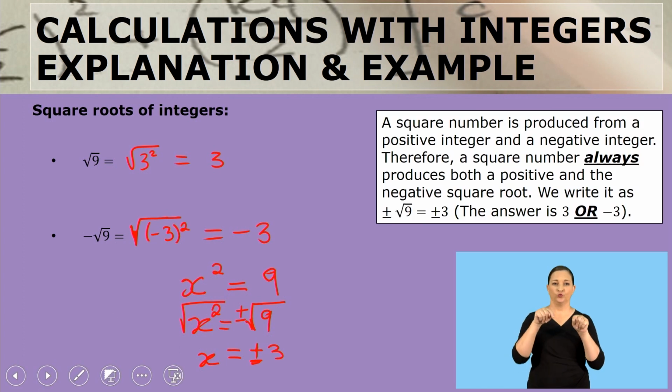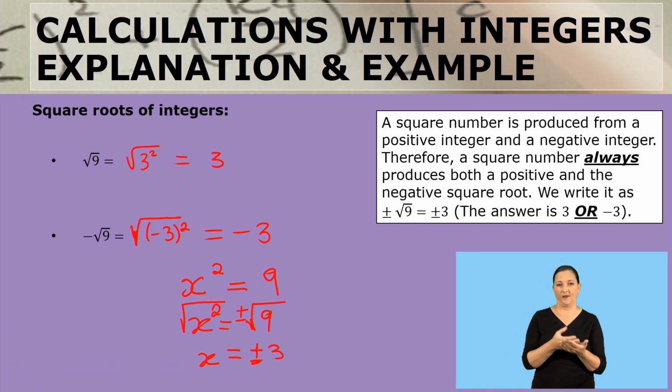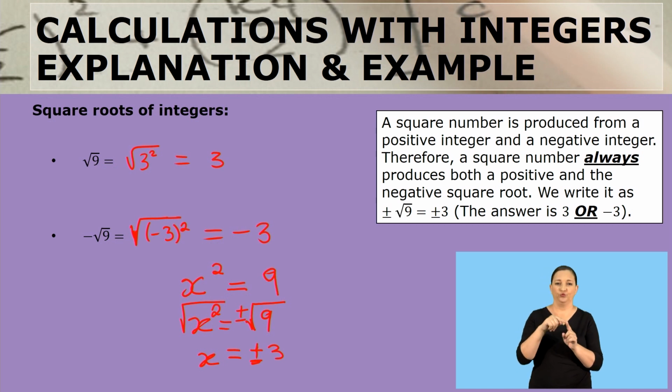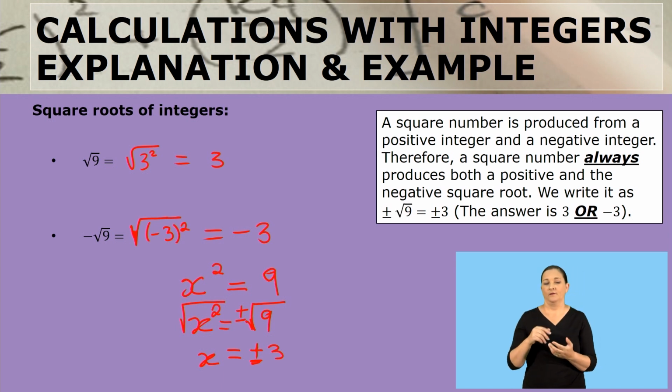So a square number is produced from a positive integer and a negative integer. Therefore, a square number always produces both a positive and a negative square root. So we write it as a positive or negative square root of 9, which will give us an answer of a positive or negative 3. So the answer is either a positive 3 or a negative 3.